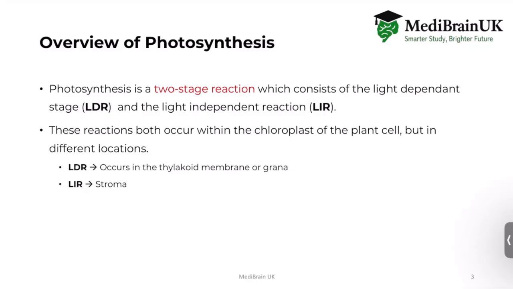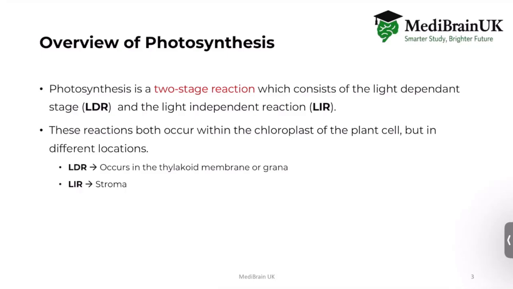Okay, now the light dependent reaction, the LDR stage, the first stage of photosynthesis, occurs in your thylakoid membrane, or your grana, which is just stacks of your thylakoid membrane. The light independent reaction occurs in the stroma, and the stroma is like the fluid-like material that you have within your chloroplast.